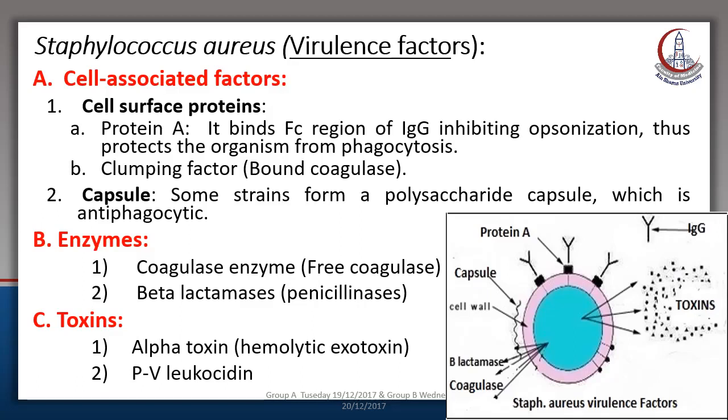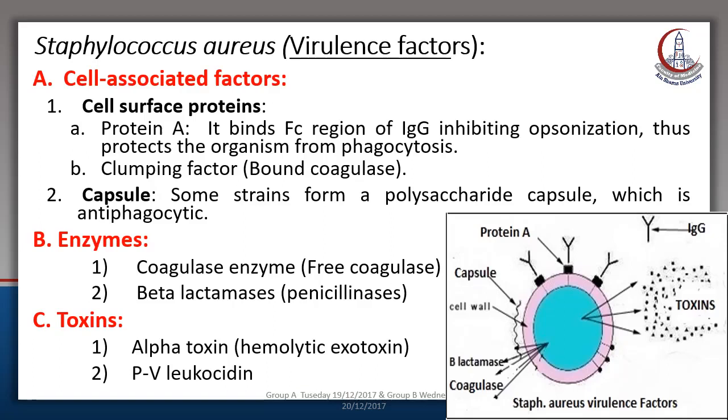Staphylococcus aureus. We can remember together some points about Staphylococcus aureus. Staphylococci are classified, as we mentioned before, by the coagulase test into coagulase positive staphylococci or coagulase negative staphylococci. Coagulase positive staphylococci is Staphylococcus aureus, and coagulase negative staphylococci are like Staphylococcus epidermidis.